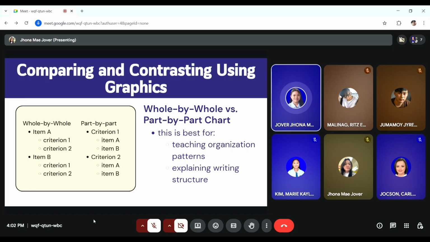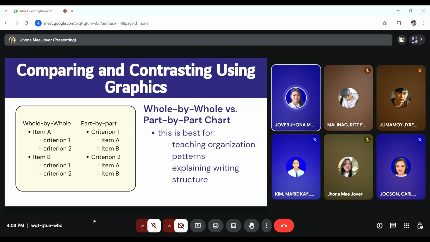For example, under whole by whole, you present item A and explain criterion 1 and criterion 2 completely, and after finishing item A, you then discuss item B, again explaining criterion 1 and criterion 2. So for the part by part pattern, also called point by point, it organizes information by criteria instead of item. It begins with criterion 1 and compares item A and item B under that same criterion.